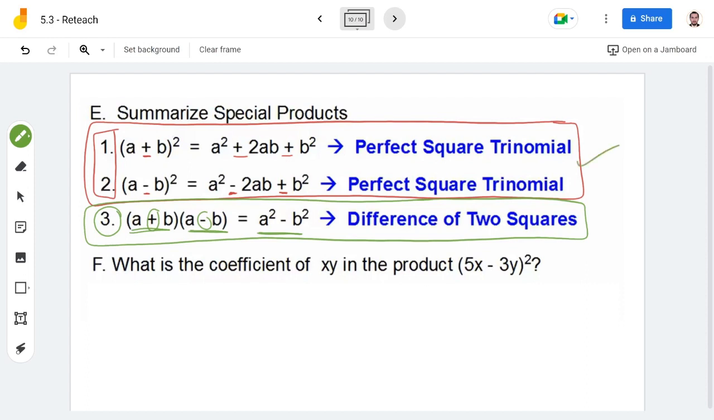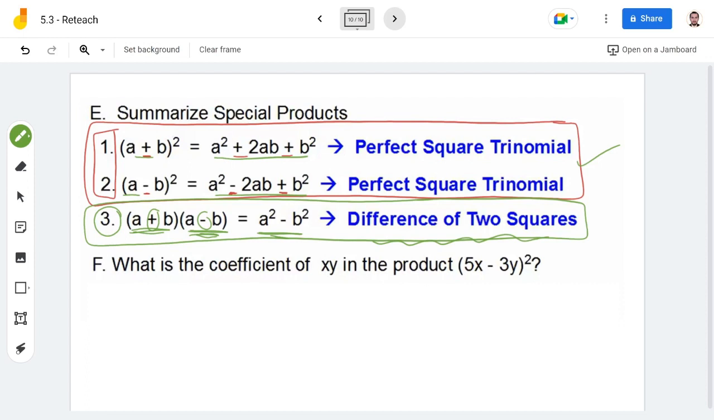That's how we can summarize it. Perfect square trinomial means we convert from a binomial to a trinomial. And difference of two squares means we have two binomials multiplied with each other and summarize them as one binomial.